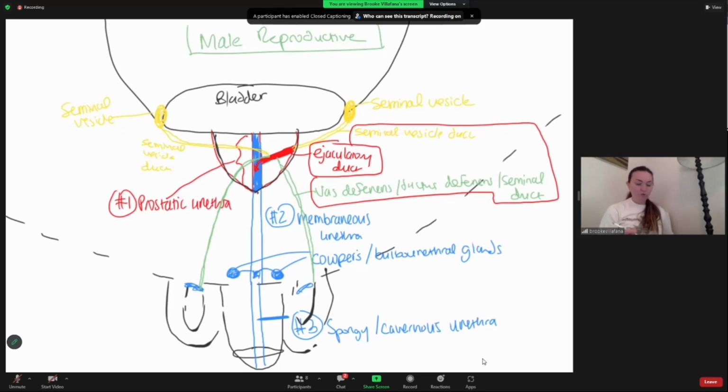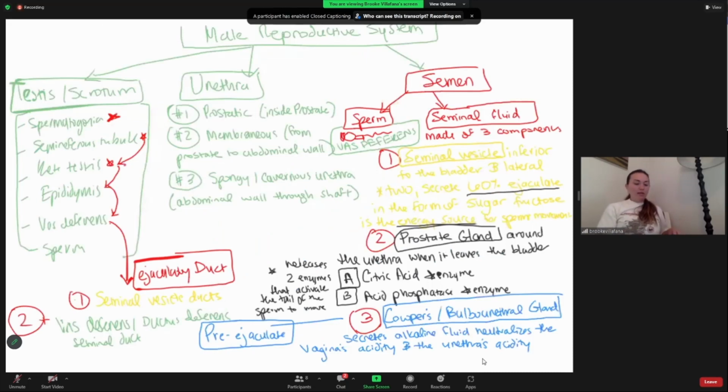So the actual ejaculatory duct only needs to receive from the seminal vesicle duct and vas deferens, because the prostate will release its products directly into the prostatic urethra, and the Cowper's directly into the urethra as well. Okay, so that's why it's that way. Any questions there? It should be mostly here on this outline, showing you what the urethra components are, what the semen is, and what is actually in the testes, how that is creating the sperm.